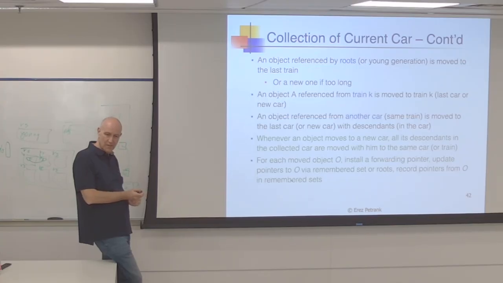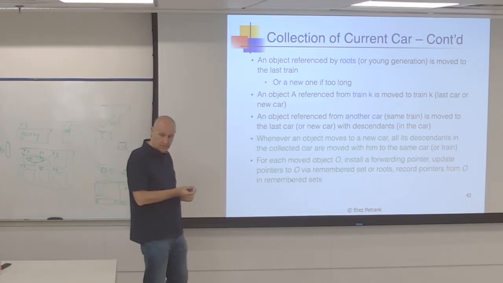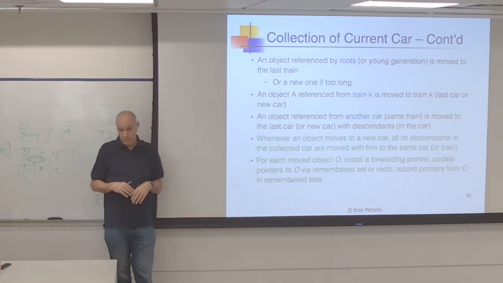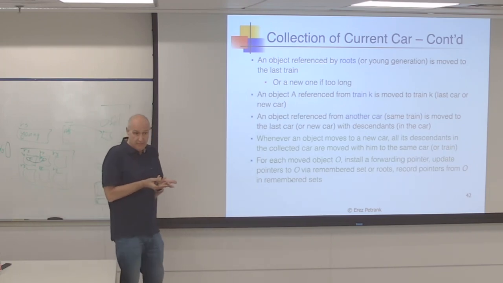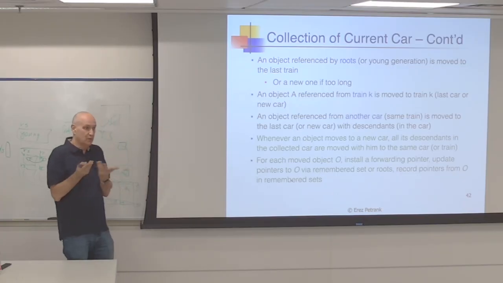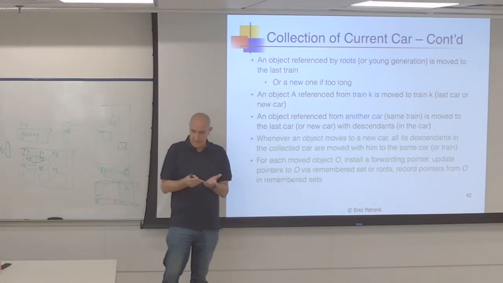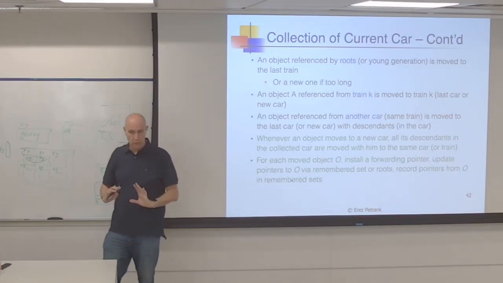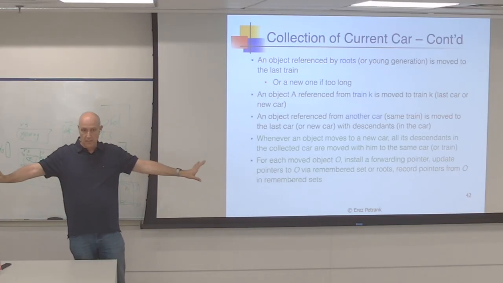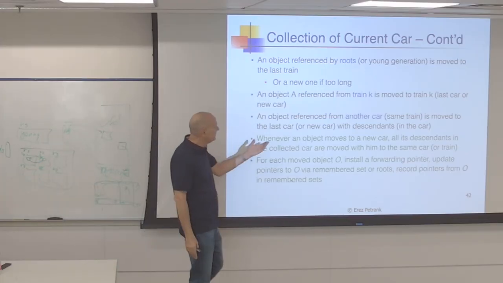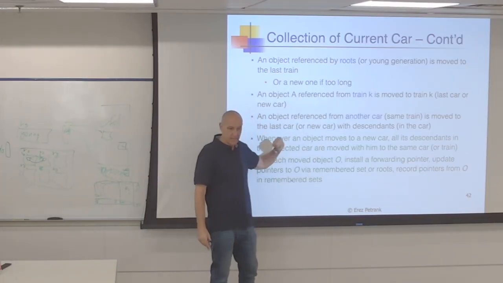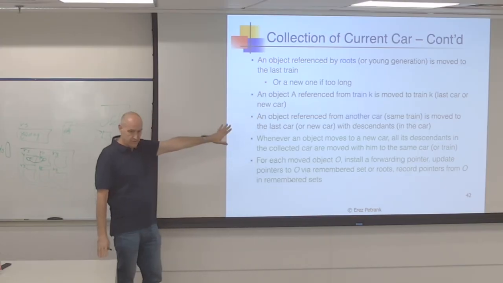Think of my goal. What am I trying to do? Yeah, we want to collect cycles. Exactly. If it's pointed to by something, probably that something is in the same cycle. If there's an unreachable cycle, they will point to one another and we want them together in the same train. So if something is pointed to by train K, I want it in train K. So I move it there.